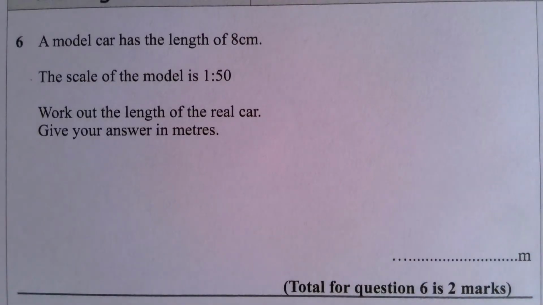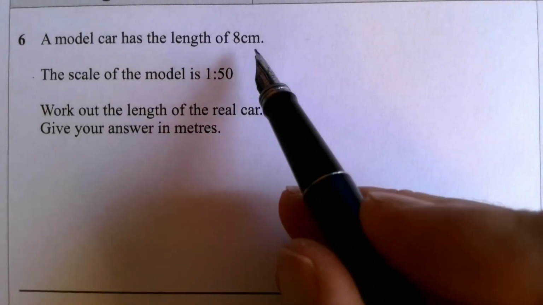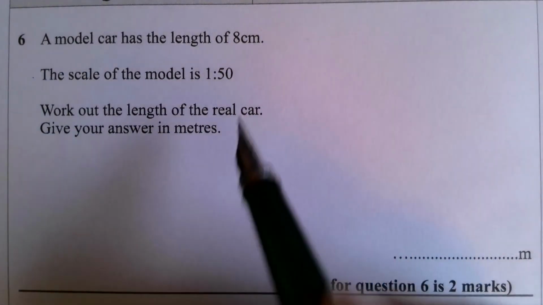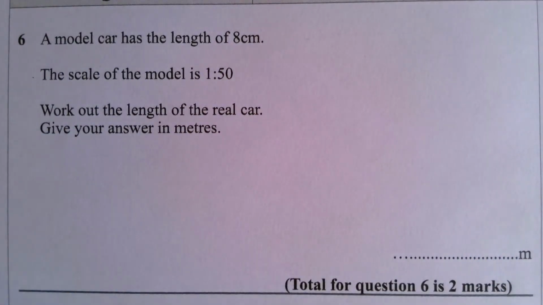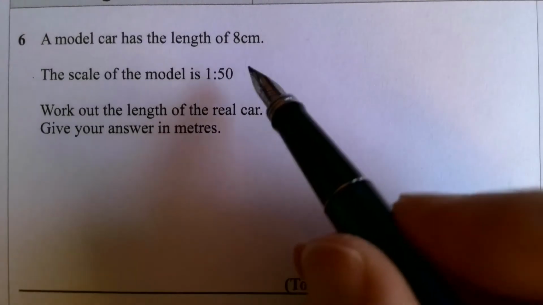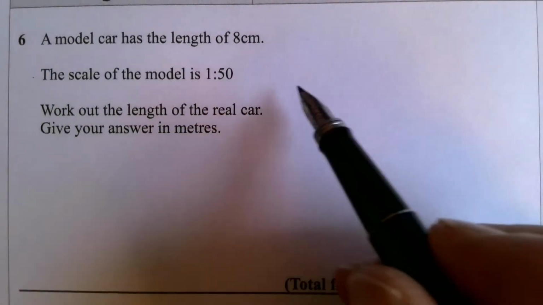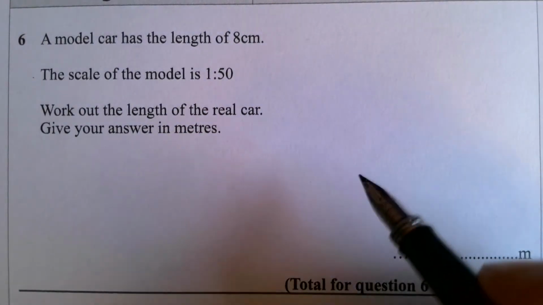Okay, new question, just all in words. So pause the video and give it a go. So a model car has a length of 8 centimetres. The scale is 1 to 50, which means it's 50 times smaller than it should be. So to find out the real size of the car, we need to multiply it by 50.